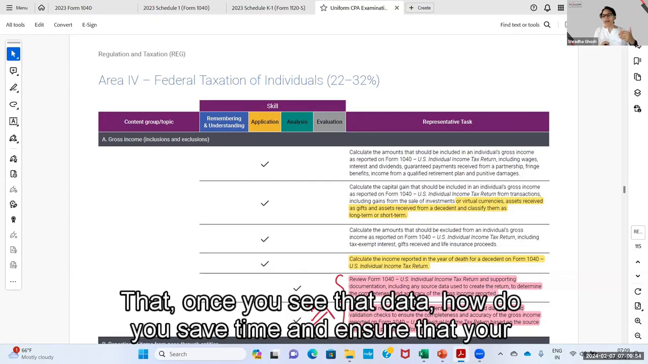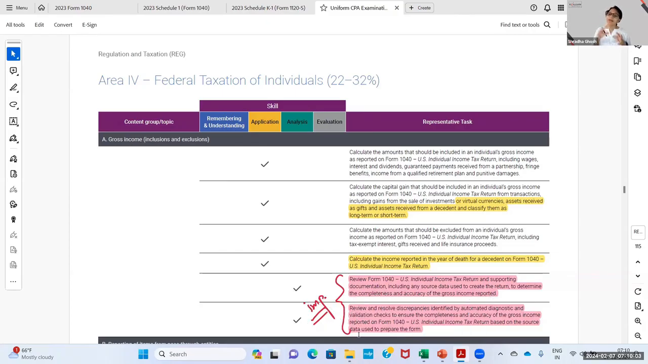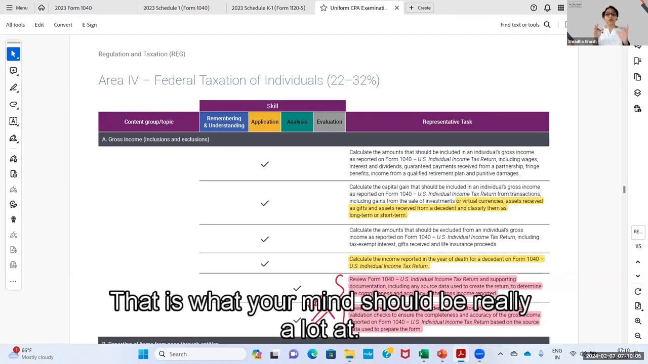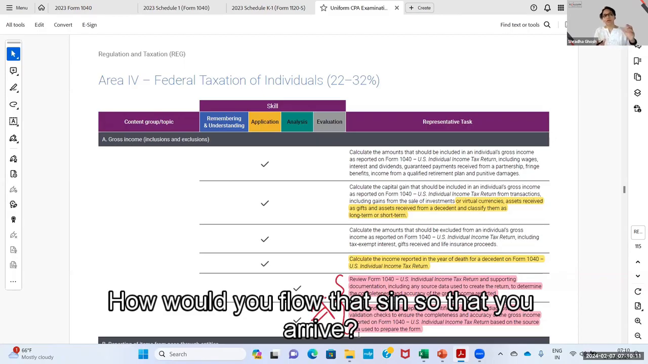That once you see that data, how do you save time and ensure that your accuracy level is very high, but you don't waste a lot of time in arriving at the right answers? Okay, so that is what your mind should be really alert at. That means, in my language, I would call it the flow. How would you flow that sim so that you arrive?